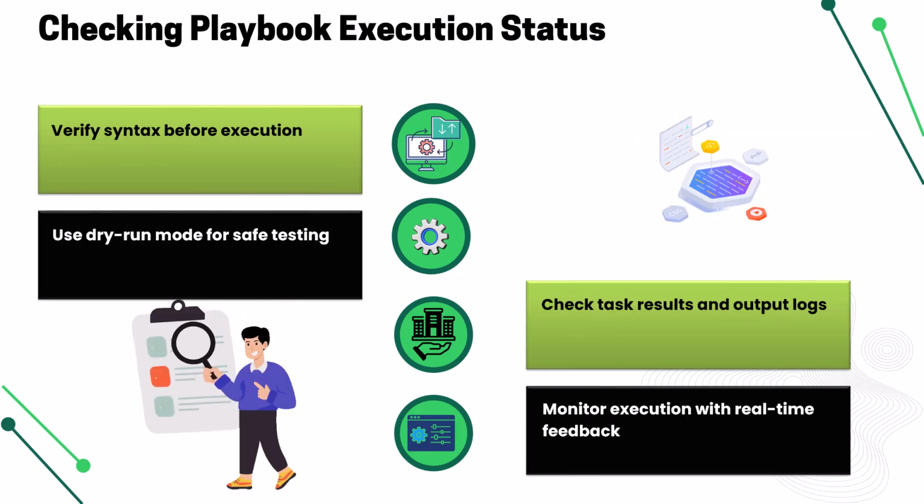Let's start with the basics, checking if your playbook is running smoothly. First, always double-check your syntax. Trust me, a misplaced space can bring the whole operation down. Next, dry run mode is like trying on clothes before buying, safe and regret-free. Keep an eye on task results and logs to catch hiccups early. And of course, real-time monitoring is key. It's like watching the GPS when driving, you want to know where you're headed.